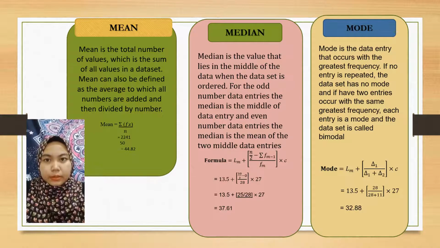Mean is the total of values, which is the sum of all values in a dataset. Mean can also be defined as the average, in which all numbers are added and then divided by the number of values.